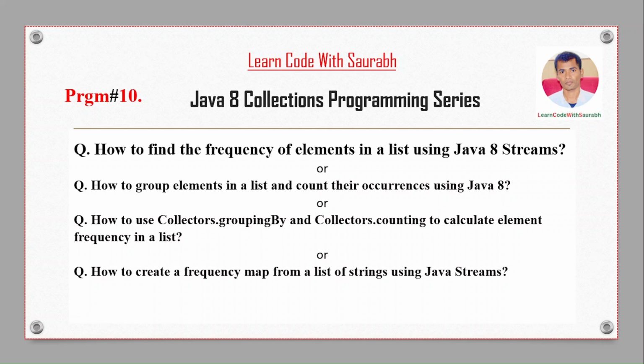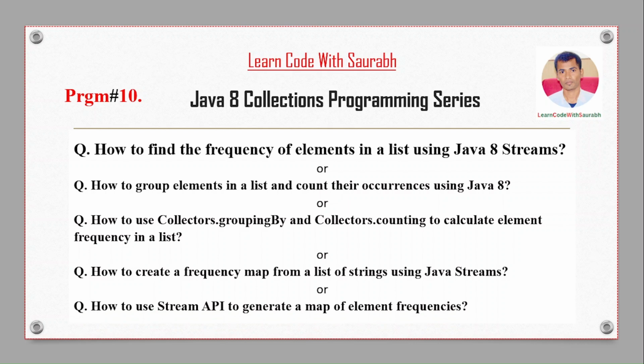So friends, every programming topic has more than one question. We are just covering only one question, but you can assume like that. I'm just giving the sample. So how to cover more than one question in a different way? If I take, or how to use the stream API to generate a map of element frequencies.